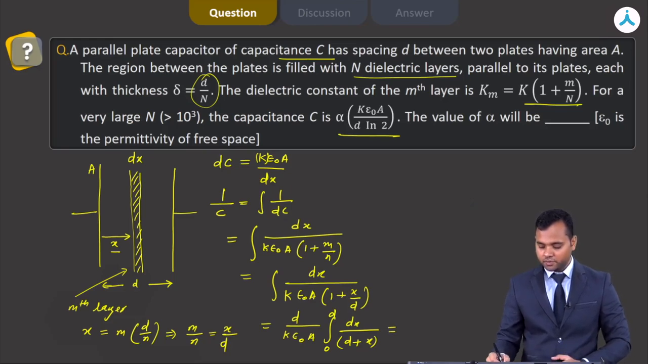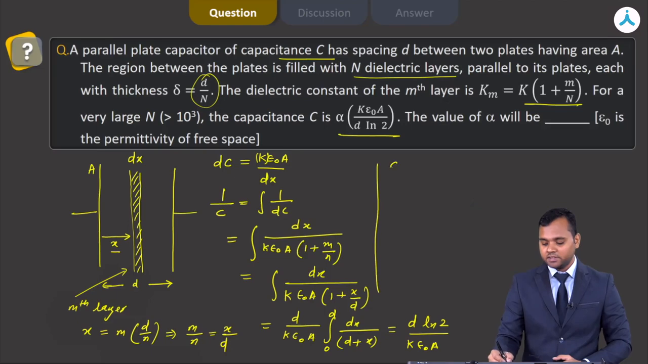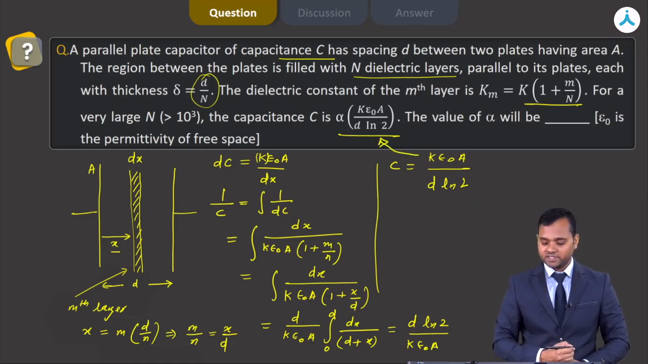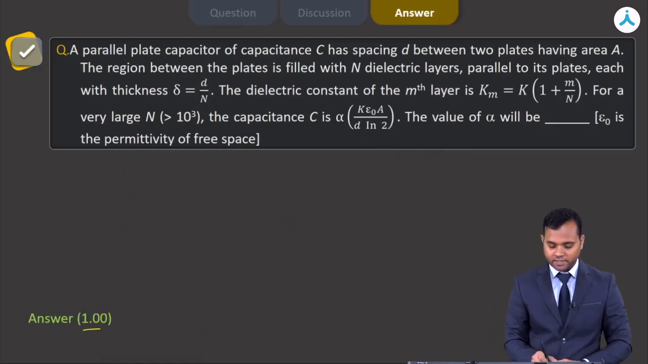Now this value is equal to D natural log of 2, applying the limits here, divided by K epsilon naught A. Since this is the value of 1 by C, we can say that C will be equal to the inverse of this, which will be equal to K epsilon naught A by D natural log 2. Now comparing it with the expression given in the question, we can say that the value of alpha here is 1. So 1 is the right answer for this question. We will write 1 as the answer.